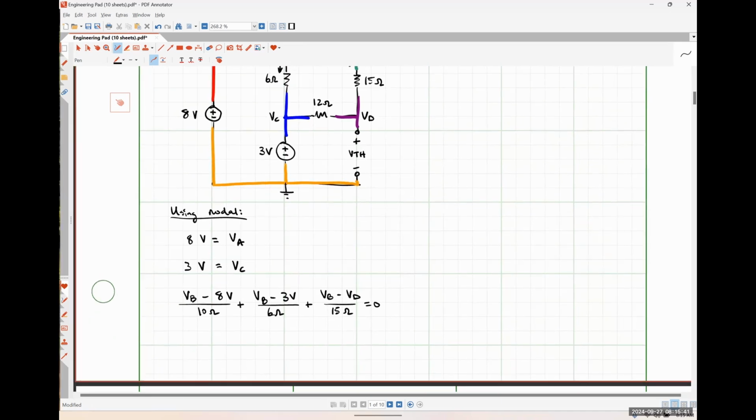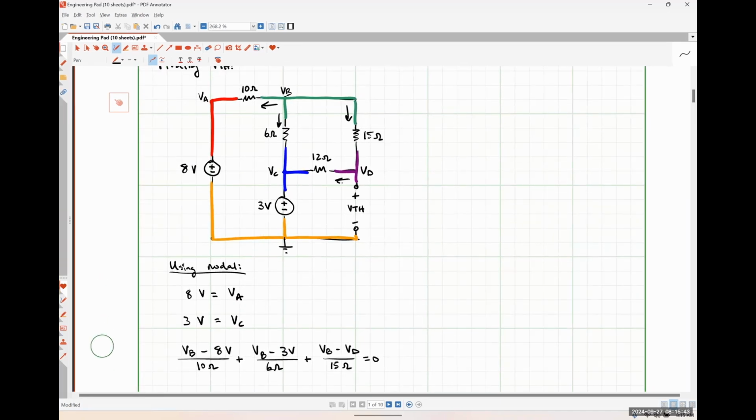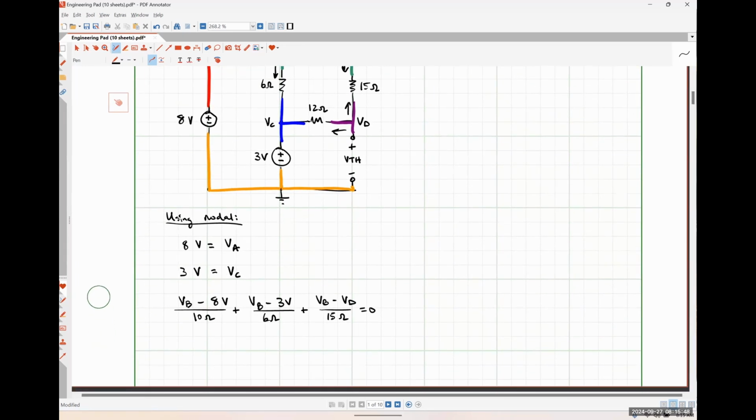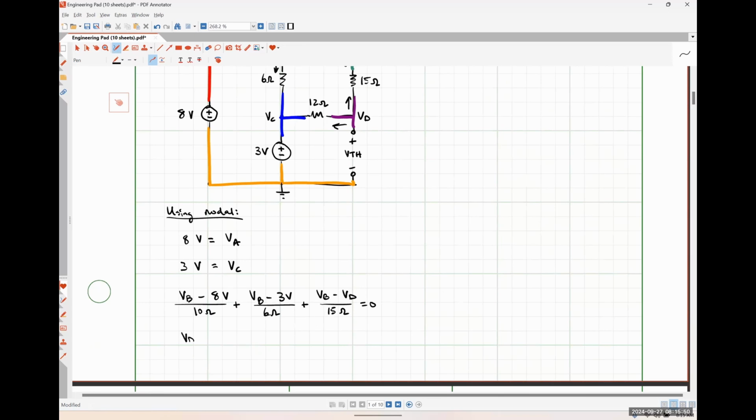Applying KCL at node D, I'm just going to be adding this guy and this guy. So that looks like VD minus 3 volts over 12 ohms plus VD minus VB over 15 ohms is equal to 0. And now I effectively have a 2-equation, 2 unknown system that I can solve. So let's take a moment to do that.